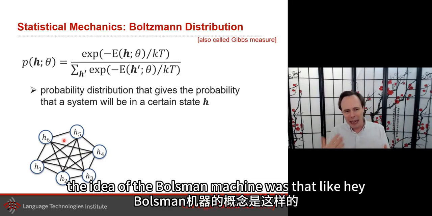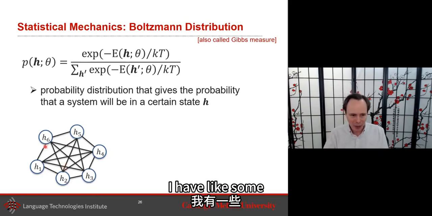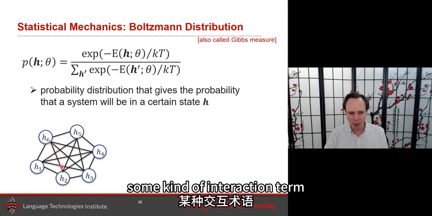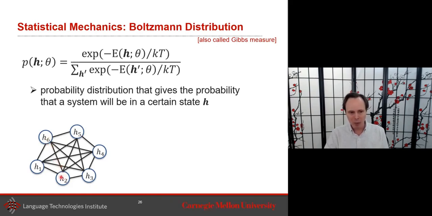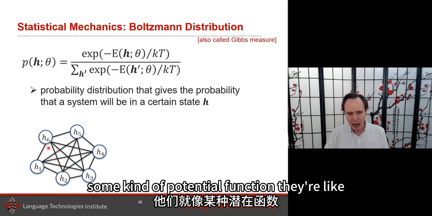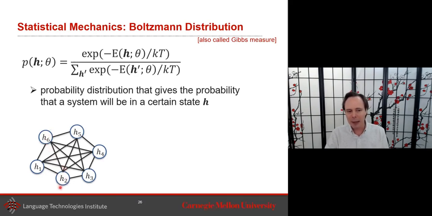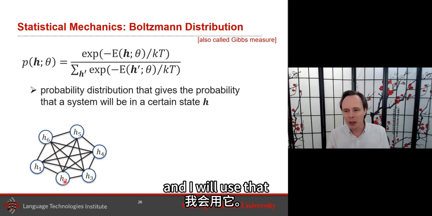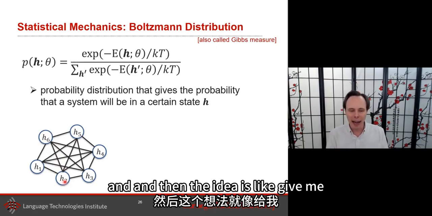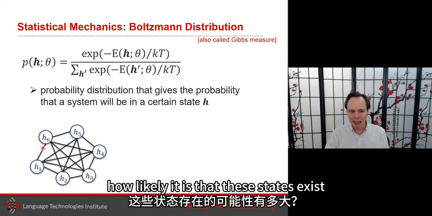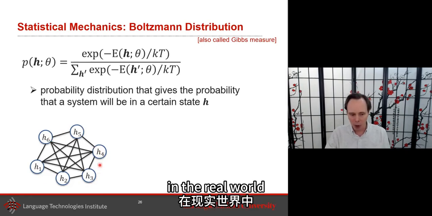So the idea of the Boltzmann machine was that, hey, I'm going to define between each of my random variables some kind of interaction term, some kind of potential function, of how much potential there is that these two co-occur at the same time. And I will use that. And the idea is, give me any kind of states, and I will tell you how likely it is that these states exist in the real world.